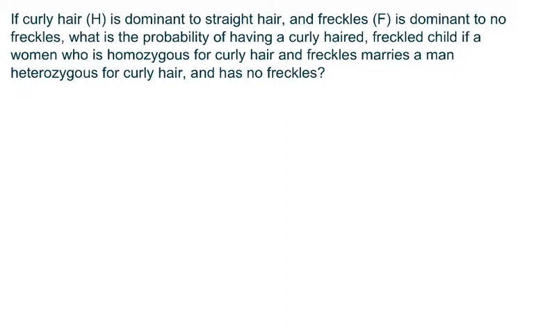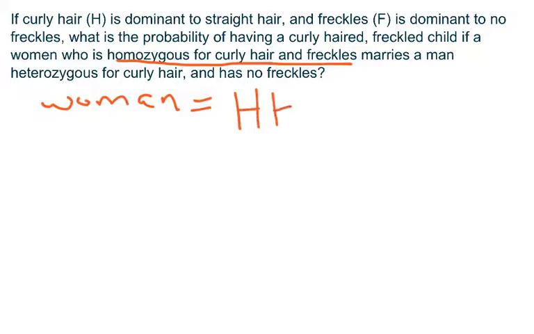So the first step is going to be writing the genotypes of the two parents. You really want to pay attention to the information, so I like to underline it. Homozygous for curly hair and freckles, so this would be the woman or mom. She's homozygous for curly, and we said capital H is for curly hair, and homozygous means same. So that's for the curly hair part.